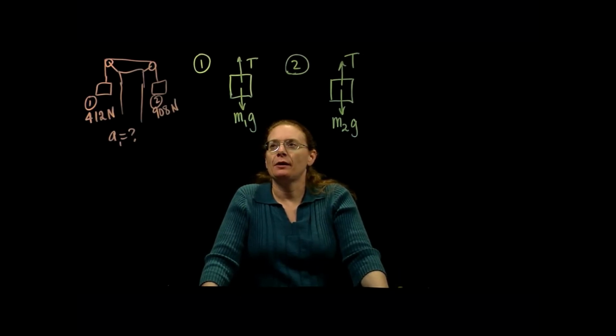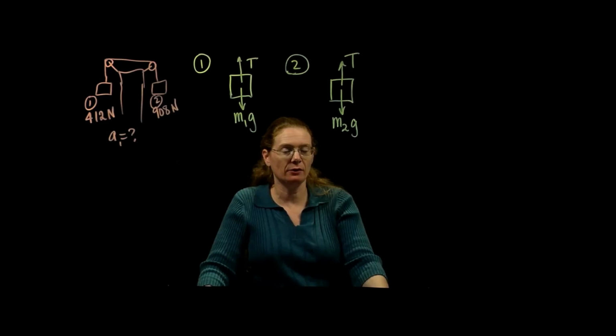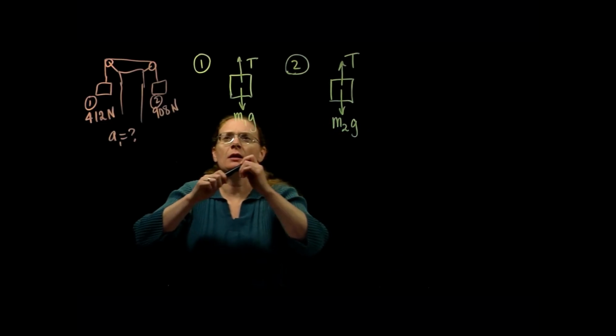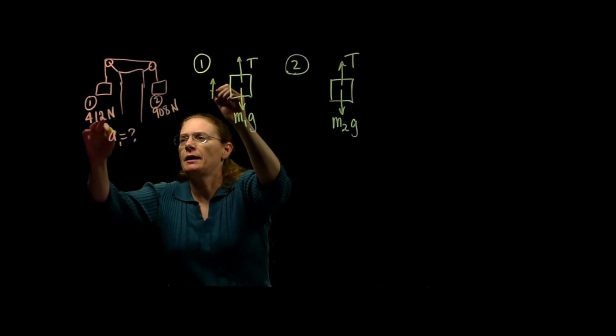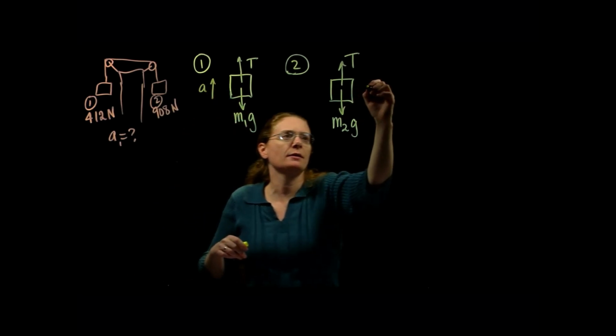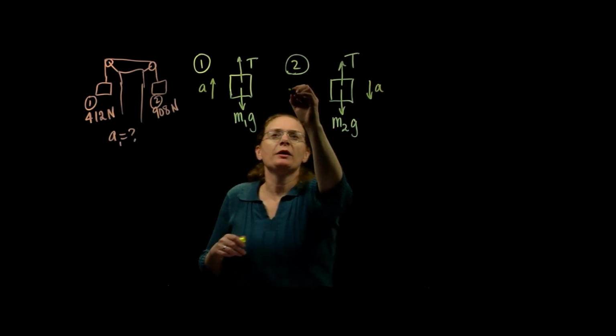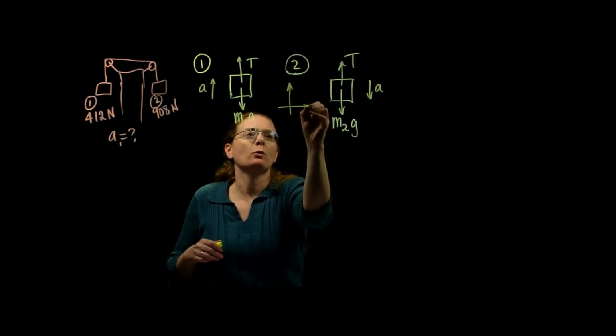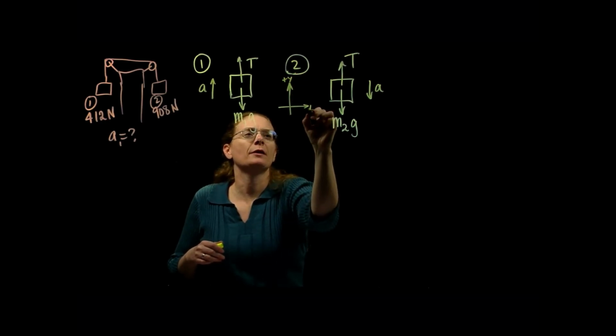All right, let's figure out some coordinate systems, and we do our coordinate system along the direction of acceleration. Which way are these things accelerating? Well, this one, it's the light one, so that thing's going up. This thing is going down, which means we want our standard coordinate system. Plus y, plus x.